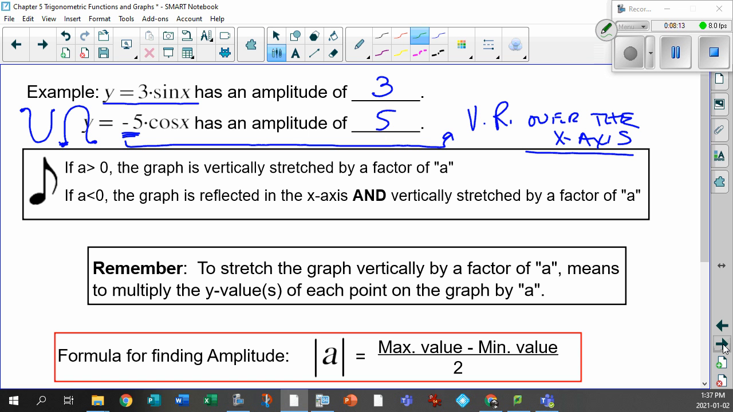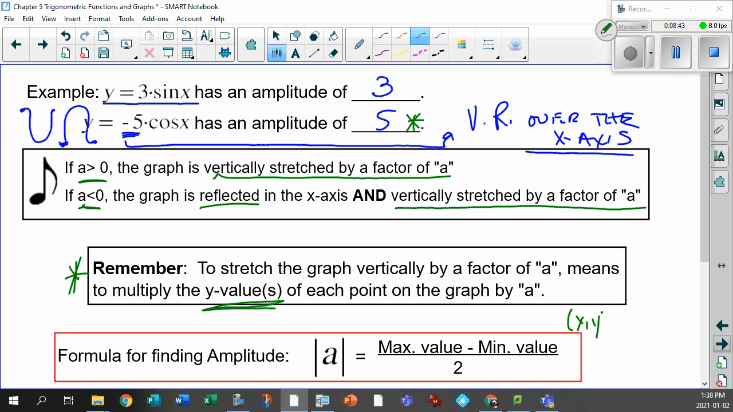Okay, so if A is greater than 0, we've got a vertical stretch by a factor of A, but if A is less than 0, we have it reflected and vertically stretched by a factor of A, just like this one dealt with us. Okay, remember folks, so important: to stretch the graph vertically by a factor of A means to multiply all of the y values of each of the points of the graph by A. So what are we talking about here? Yes, we are in fact talking about a mapping. You betcha. There's the vertical stretch.